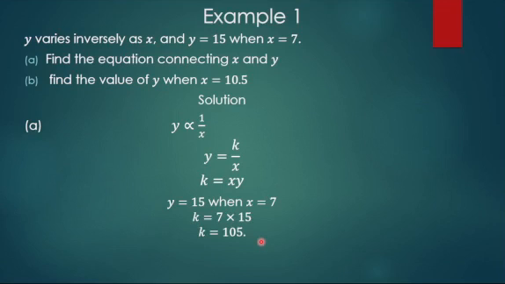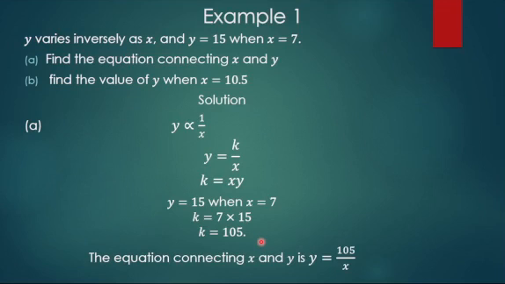Let's go ahead to solve question B. This is the equation connecting x and y. And that is why you must not rush, you must not make a mistake, because the question actually is find the equation connecting x and y. So if you stop at finding k, then there is a problem. So the equation connecting x and y is y equal to 105 over x. And so this statement concludes our question A. So let's get to question B.